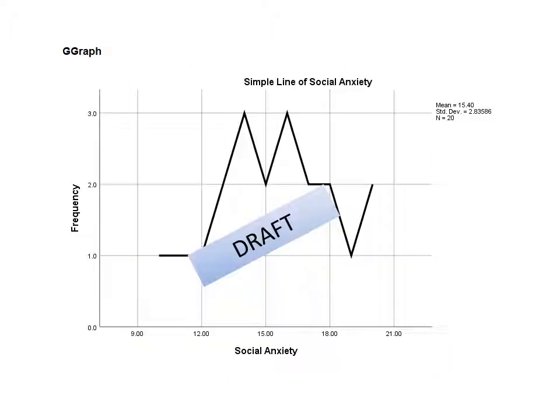And now what you'll see is the chart. You should be able to see it, and it will look like this in your output. Now we've combined a couple of steps because you should already know how to do this. This shows your frequency and your social anxiety scale.